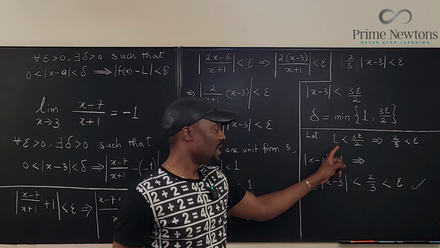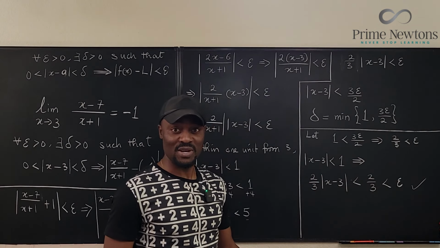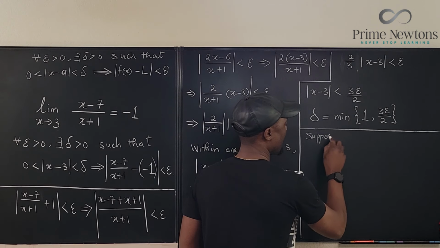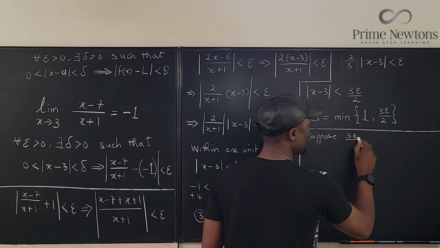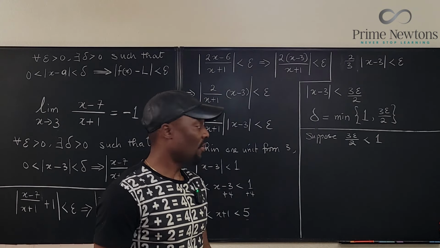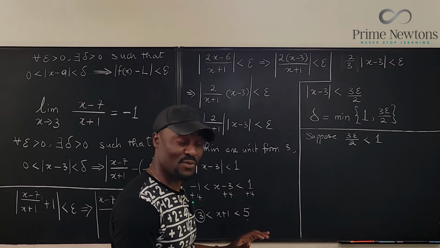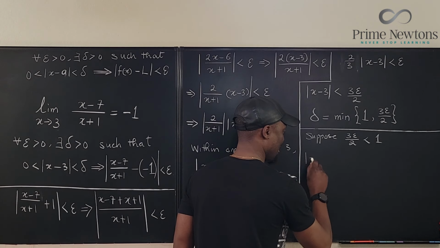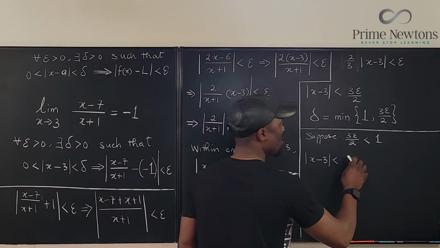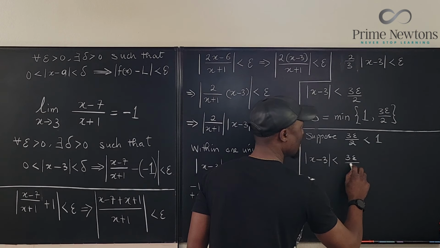If our minimum is 1. If the minimum is not 1, then you go here, it's going to be the same story. So the second option is to suppose that 3 epsilon over 2 is less than 1. Okay, if 3 epsilon over 2 is less than 1, then we have to go back and do the same thing. We're going to say that the absolute value of x minus 3 is less than, what did we say is 3 epsilon? 3 epsilon over 2.